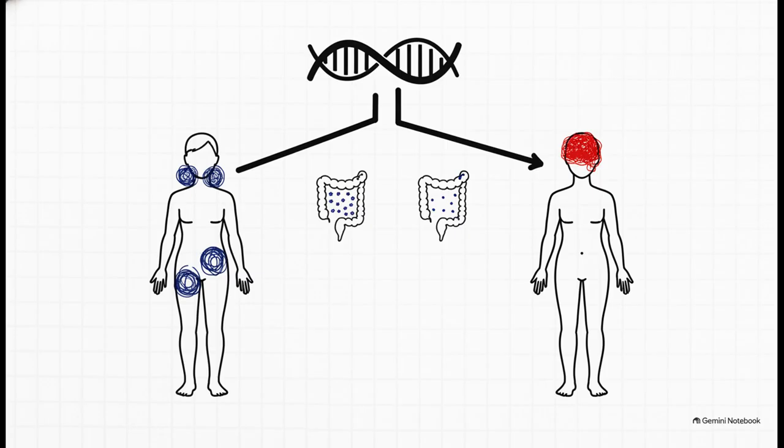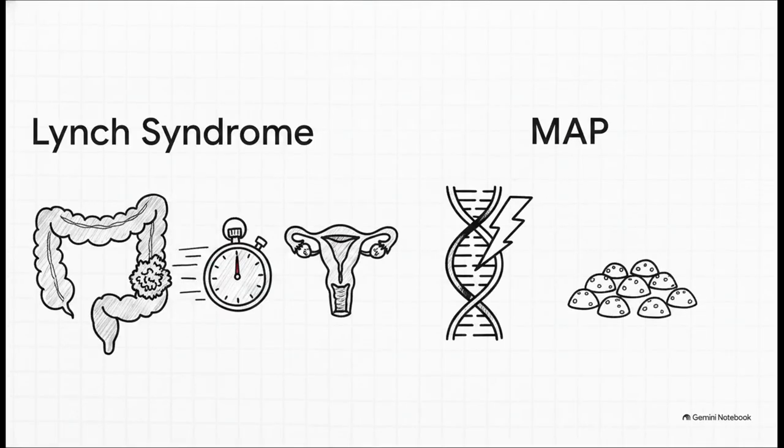Then we have Turcot syndrome characterized by colonic polyps plus primary malignant brain tumors. Specifically, Turcot syndrome type 2, driven by the APC mutation, is heavily associated with medulloblastoma. You also must be able to contrast APC defects with two other highly tested syndromes. First up is Lynch syndrome, also known as hereditary non-polyposis colon cancer. Unlike FAP, Lynch doesn't carpet the colon in polyps.